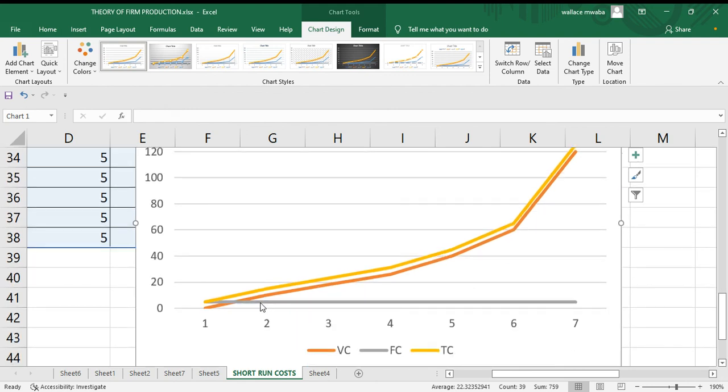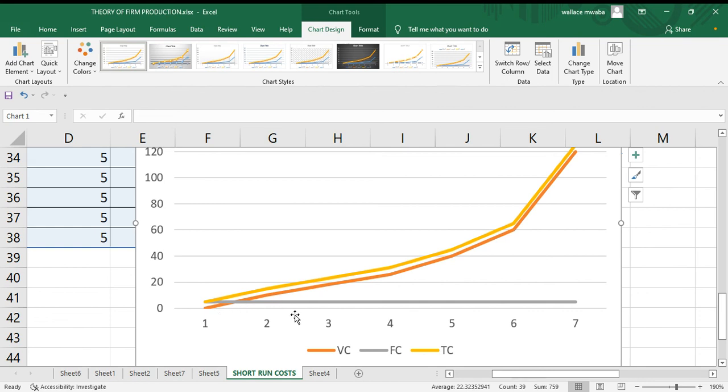So you can see our fixed costs just stay the same. It doesn't change. But our variable costs rise, and they keep on rising. Then our total cost also rises.